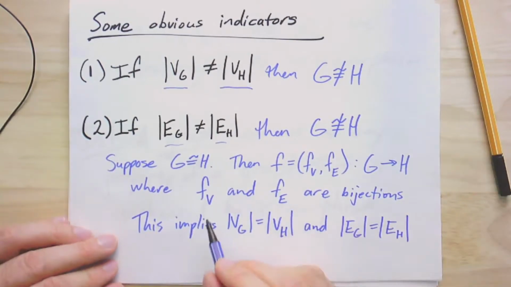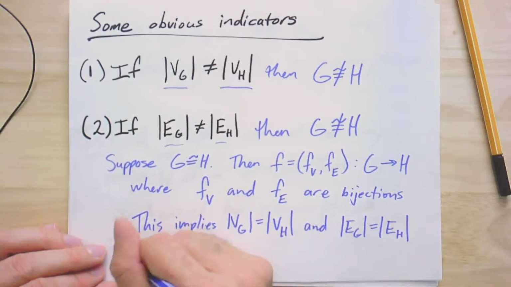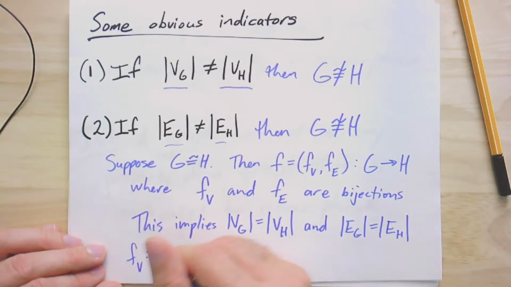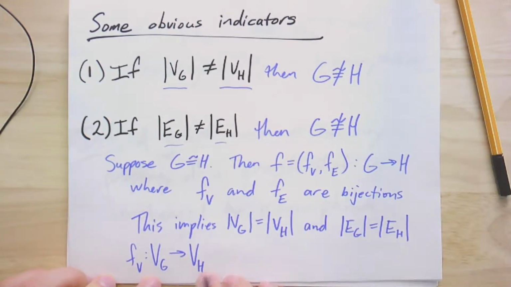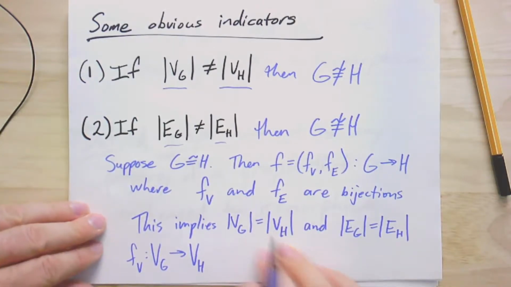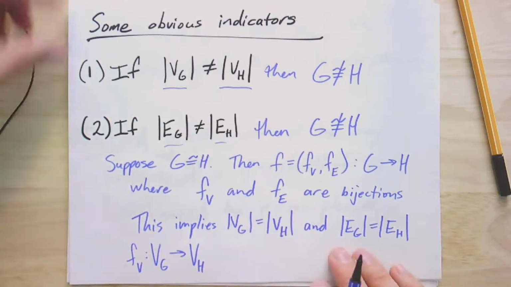And again, this is because f_V, I'll just write it out for V, it'll be the same for E. f_V maps V_G to V_H, and whenever you have a function which is a bijection between finite sets, their cardinalities are the same. The sizes of the sets are the same. Similarly for f_E and the edge sets.